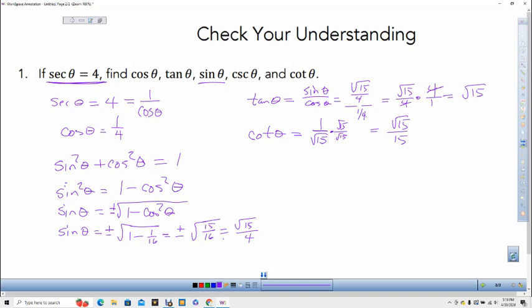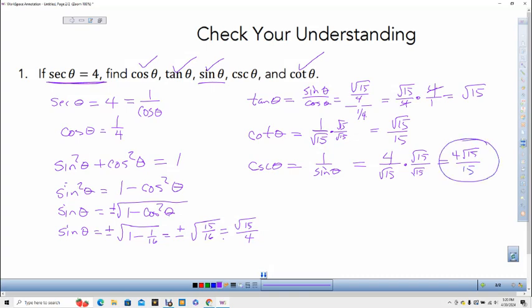All right, so we've got the cosine, the tangent, the sine, the cotangent. The only thing we've got left is cosecant. Remember, cosecant theta is nothing more than 1 over sine theta, or just the reciprocal of sine theta, and that's going to end up with 4 over the square root of 15, which if you rationalize, you're going to get 4 square roots of 15 over 15. So there's all our values.